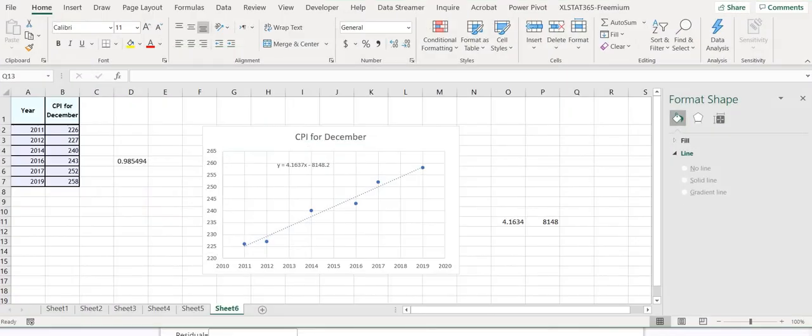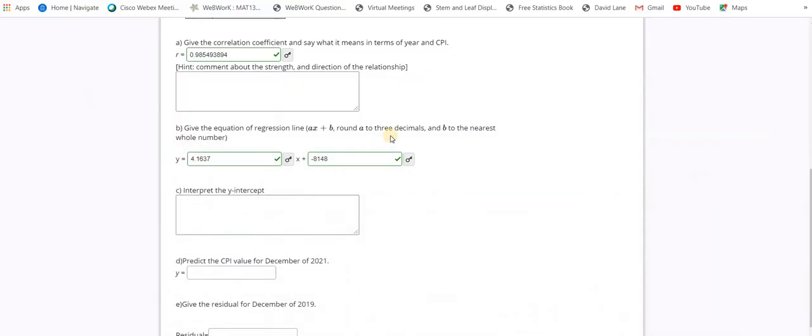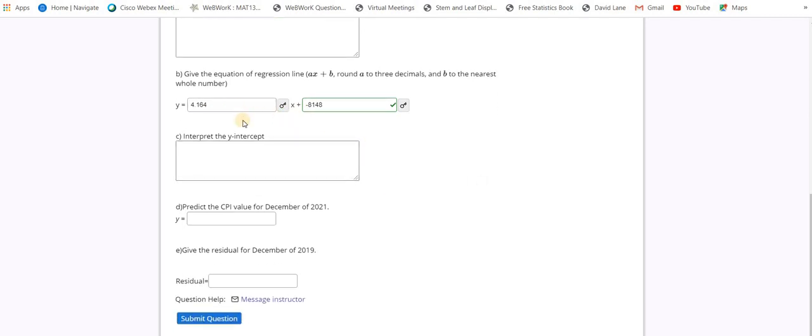It is negative, and we need to round it to a whole number. So I rounded it already to a whole number. I need to round A to 3 decimals. So I should have rounded this to this number, but we'll take it anyways. So it's not a big deal.